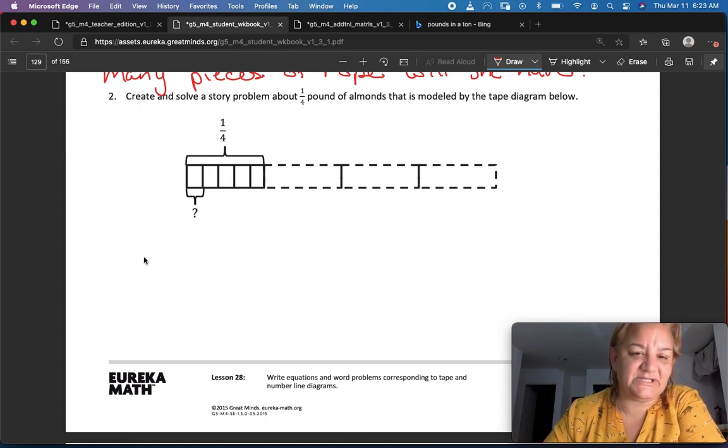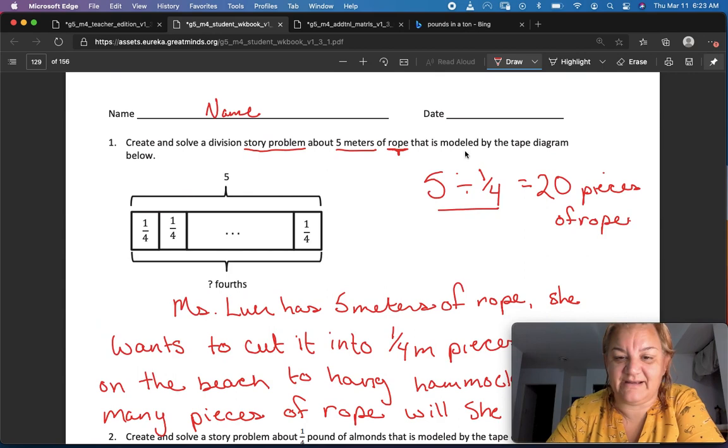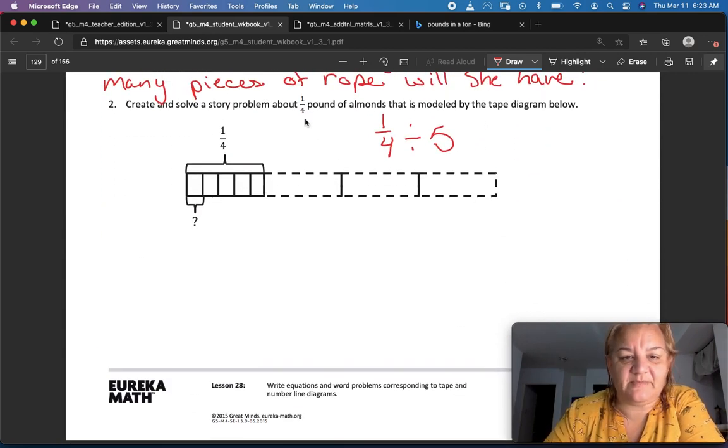Now let's go with that beach theme again. Okay, so we have 1/4 divided by, and it looks like they've cut it into 1, 2, 3, 4, 5. Okay, and which is the opposite of this, right? Create and solve a story problem about 1/4 pound of almonds that is modeled by the tape diagram.